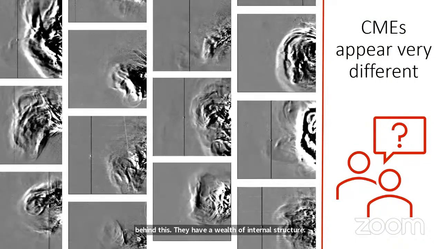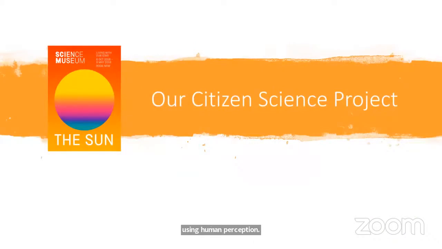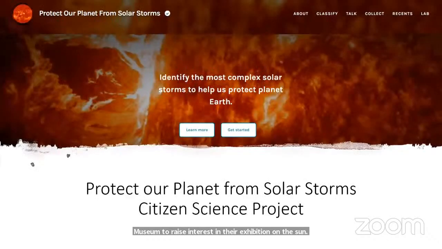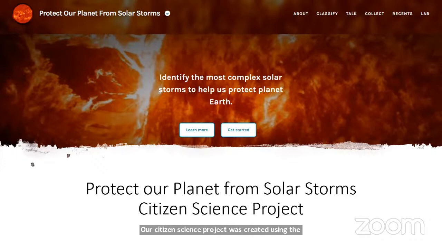CMEs appear very different in these images. These differences are easy to see, yet difficult to quantify. For this reason, we decided to set up a citizen science project to investigate the differences between CMEs using human perception. Our citizen science project was created using the Zooniverse platform in collaboration with the Science Museum to raise interest in their exhibition on the Sun. This is a screenshot of the project homepage. The project was called Protect Our Planet from Solar Storms.